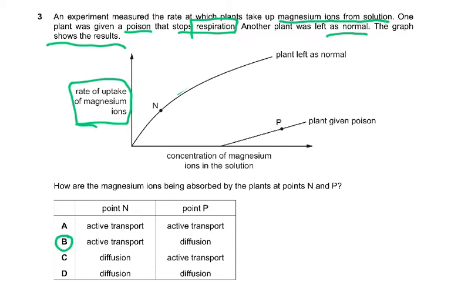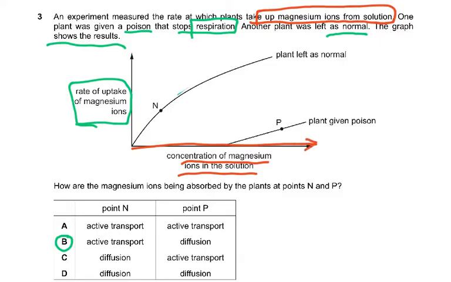Now at N, of course, it's active transport, because the concentration of magnesium ions in the solution is decreasing as time goes by, because we were told that the experiment measures the rate at which plants take up magnesium ions from a solution. So we were talking about that solution. The rate of uptake here, the concentration of magnesium ions in the solution is increasing, and it keeps on increasing, so the magnesium in the solution is more, because you see the arrow of the concentration of magnesium is in this direction.